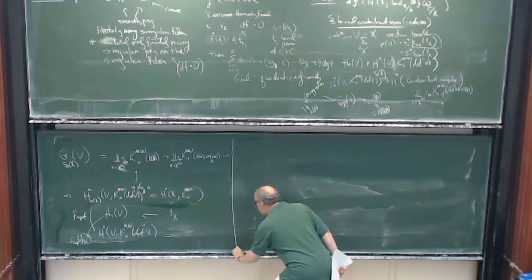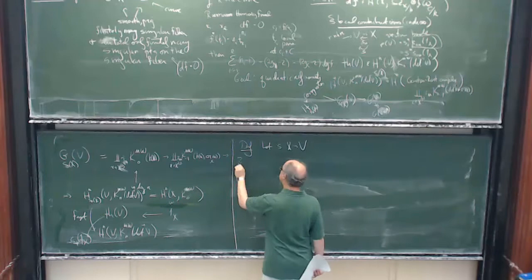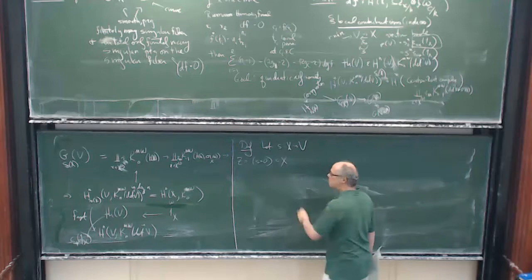So now we can make the following definition. Let's let S be a section of our V. Let's let Z equal the zero locus, just as a closed subset contained in X. Is there a question?